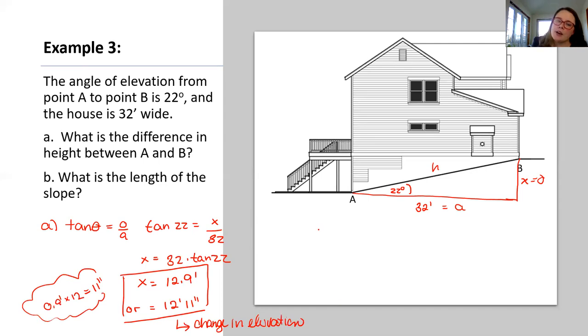Okay, now for B, we'll calculate B over here. B says, what's this length? What's the slope length? So if I want to find the slope length, there are 2 ways we can do it. First of all, I know the height now. So because I know that this side is 12.9 feet, I could use Pythagorean theorem. That would be perfectly viable. But what if you made a mistake calculating your height?